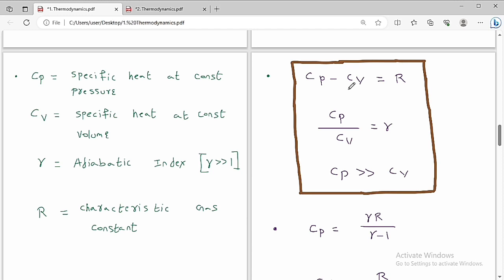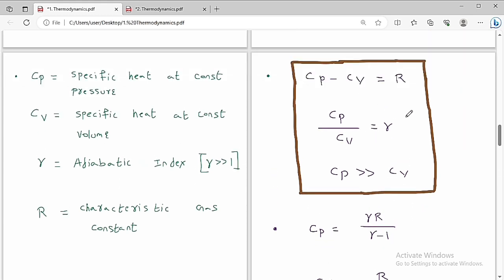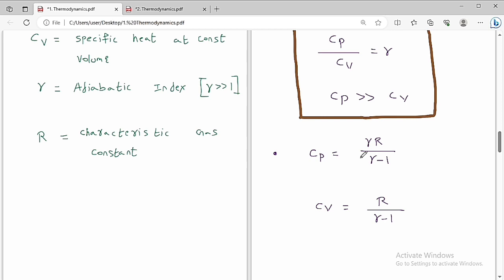So CP minus CV is equal to R. CP by CV is equal to gamma. CP is always greater than CV. So if you try to simplify these two equations, then we are going to get the value of CP as well as CV, which is nothing but CP is equal to gamma into R by gamma minus 1. CV is equal to R by gamma minus 1. So if you know these two basic equations, you just simplify, you will get these two things. Okay. It's a very, very important concept. Definitely one question will be coming from this concept.